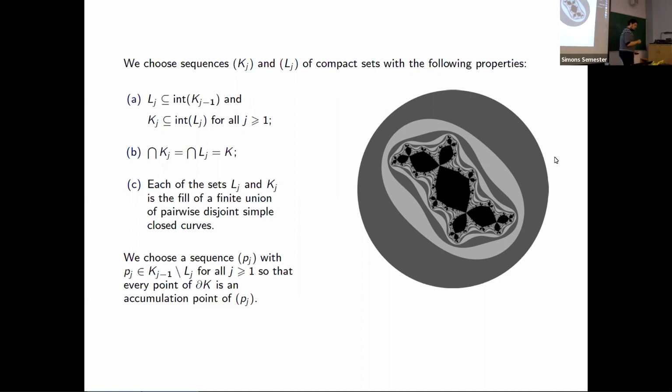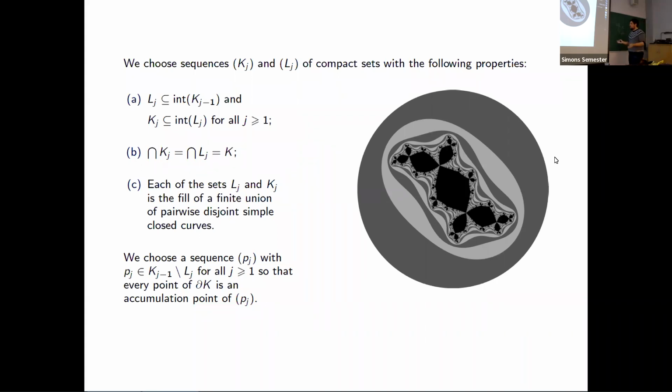And what we will do is that the boundary of the set K will be approximated by tiny preimages of a basin of attraction, basically. So in particular, we will get that the boundary of this compact set needs to be in the Julia set because it's accumulated by other Fatou components.